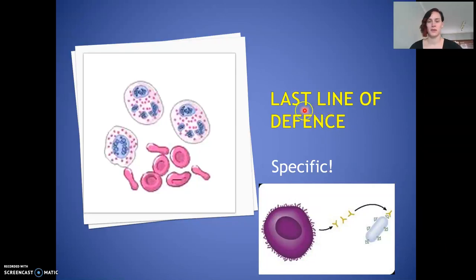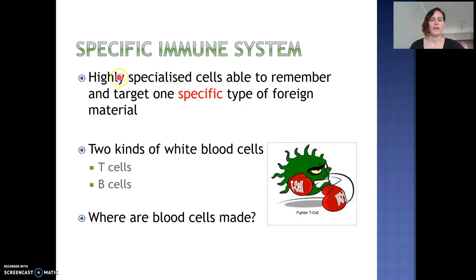Right, in this video, what we're going to do is talk about our final line of defense, which is the specific line of defense. We know that we are talking now about specialized cells, and what they can do is remember and target a specific type of foreign material. We always talk about B cells and T cells.